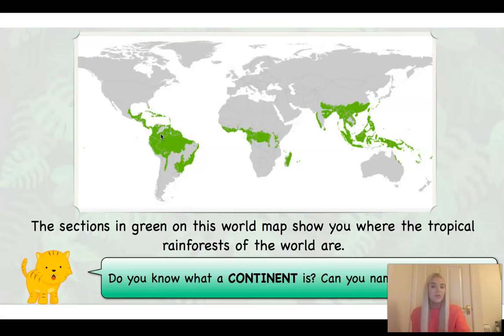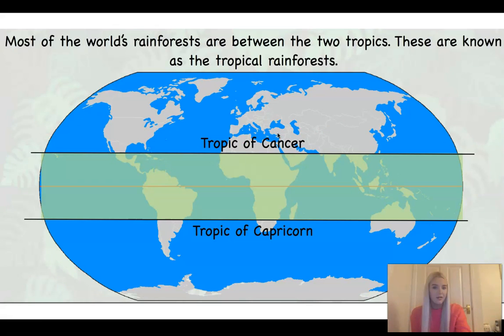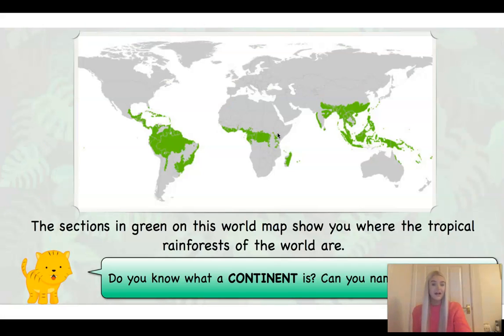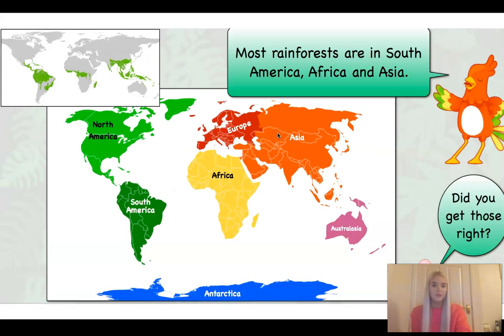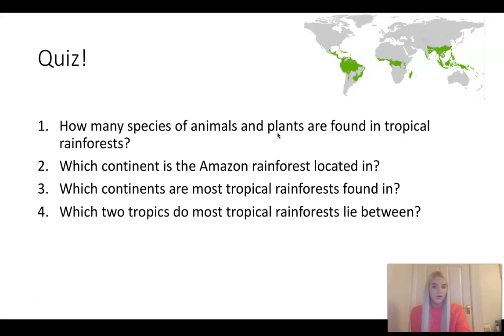Fantastic. So if you remember, our equator is just around here. Can you tell me what line is above the equator? Well done, it's the Tropic of Cancer. And what line is below the equator? The Tropic of Capricorn. Fantastic. Well done, Year 4. I hope you got those right.